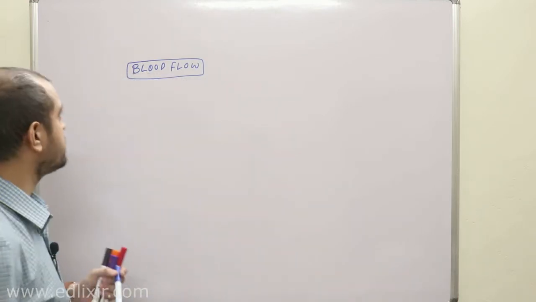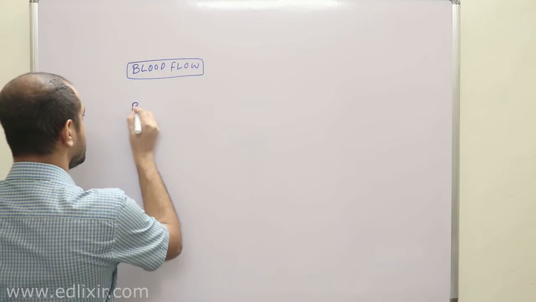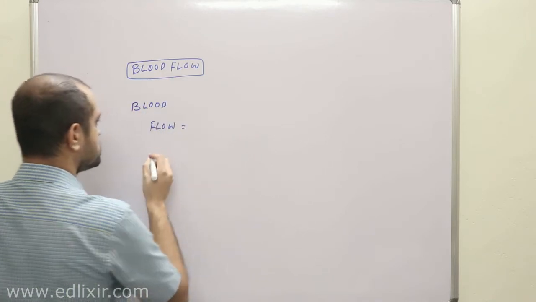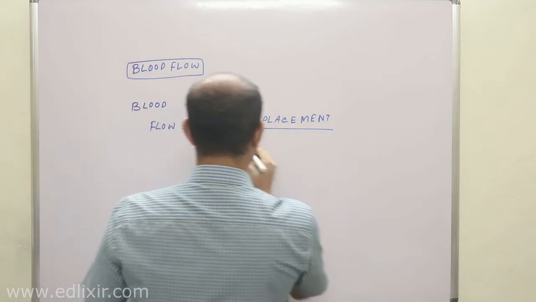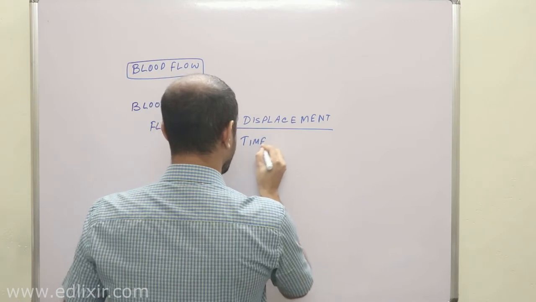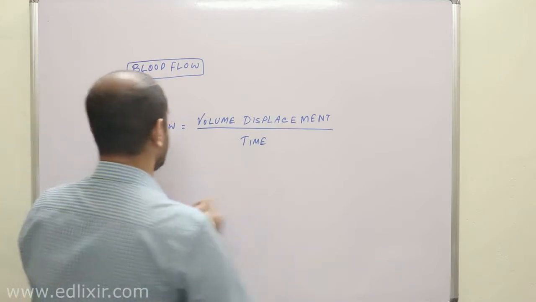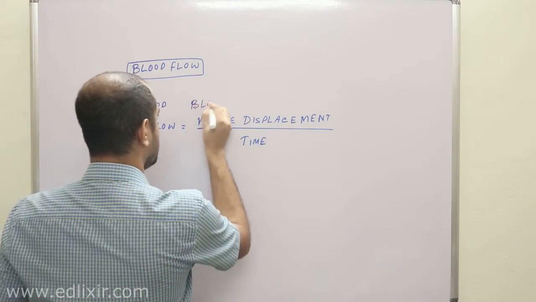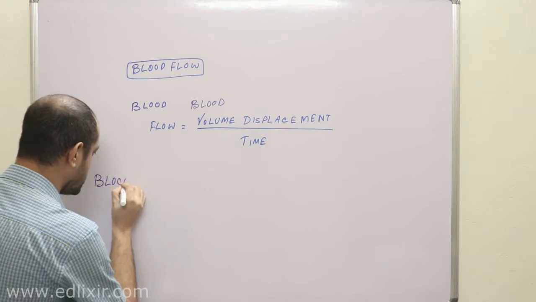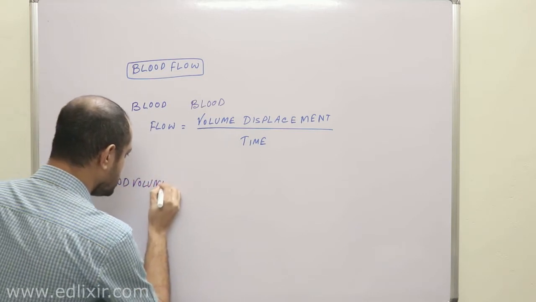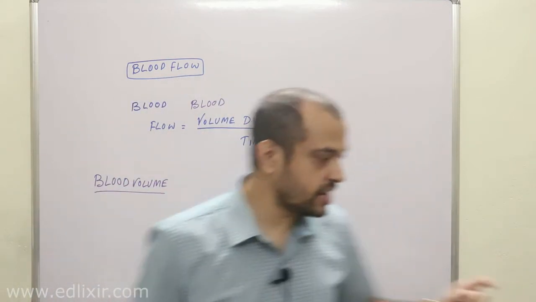Blood flow, or simply flow, is defined as volume displacement per unit time. That is, blood flow is equal to volume displacement divided by time. Now what is this volume? This is nothing but blood volume. Now listen with all your attention. How to calculate blood volume? We will talk about that later. Blood volume you can calculate using a very sophisticated method called hematocrit value determination. Using the hematocrit value we can find out this blood volume.